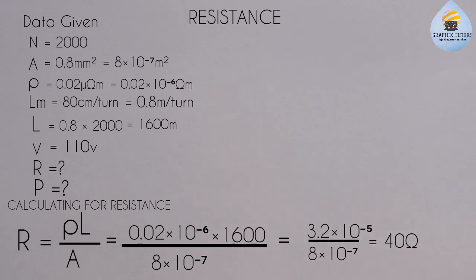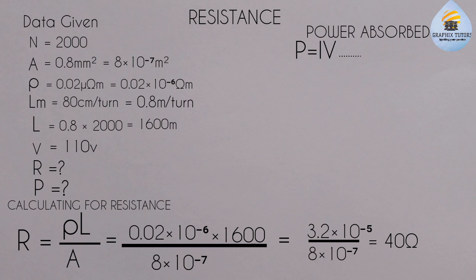Now the next thing we want to calculate is the power absorbed. Recall, the power absorbed is equal to the current times the voltage, that is P equals IV. I'll call that my equation 1. Now from our question, there is no current given. So we need to find a way of manipulating this formula in order to get our power. Now recall, we know that voltage V is equal to IR, which is current times resistance, right?